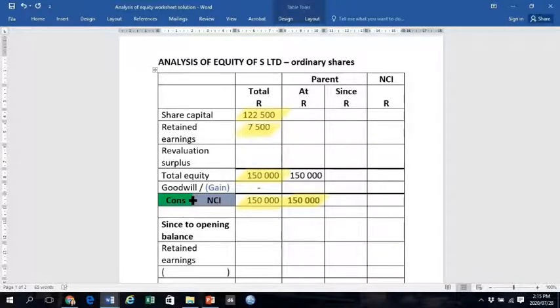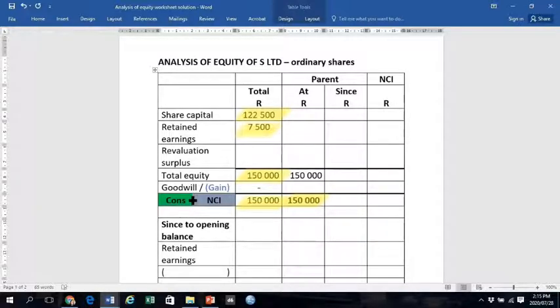The parent therefore was willing to pay more for this investment because he knew that the land was undervalued. IFRS 3 business combinations therefore require specifically that you first have to value your assets at fair value. And if the parent is then still willing to pay more than that net asset value, then you can have goodwill. But in this example, we now say the parent was willing to pay more because he knew that the land was undervalued. Now we fix the value of the land.